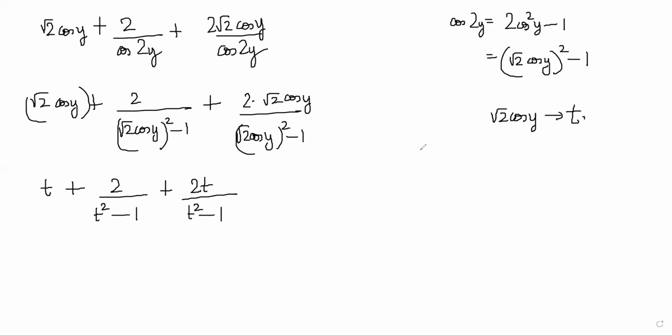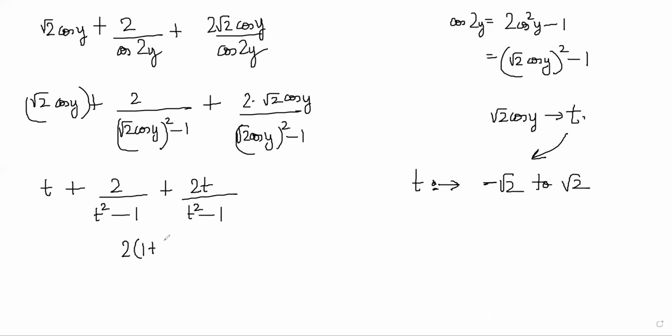Correct? And t goes from minus root 2 to root 2, right? T varies from minus root 2 to root 2, right? So my function is becoming this thing. So maybe we can simplify it a little bit. Let's try and simplify it.